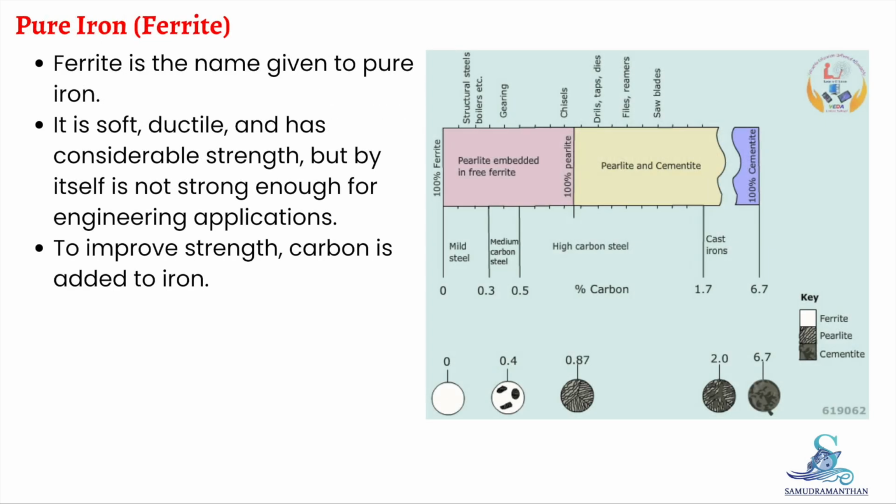Let's begin with pure iron, which is also known as ferrite. Ferrite is soft, ductile, and has considerable strength, but by itself it is not strong enough for engineering use. To make it stronger, we add carbon to the iron. This addition of carbon leads to the formation of different structures which give iron and steel their unique mechanical properties.